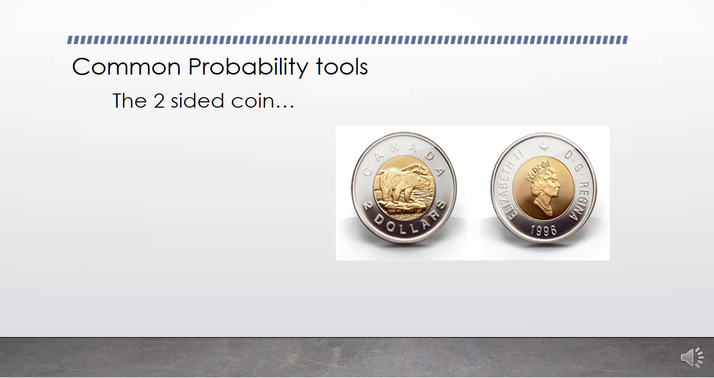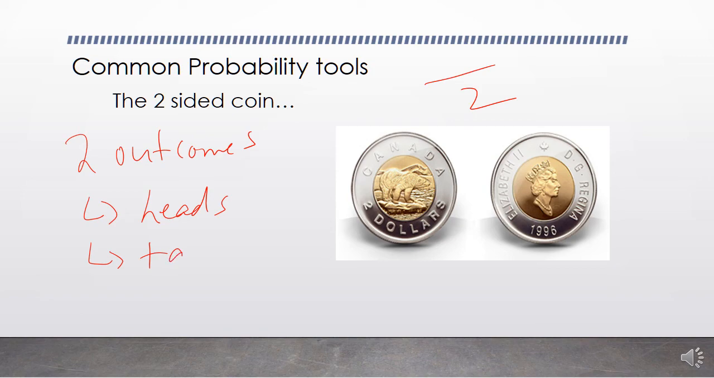So a normal 2-sided coin. Everyone knows about these. There are only 2 outcomes, so your probability would be out of 2. What are those? Well, if it's a normal coin, heads or tails. Easy enough.